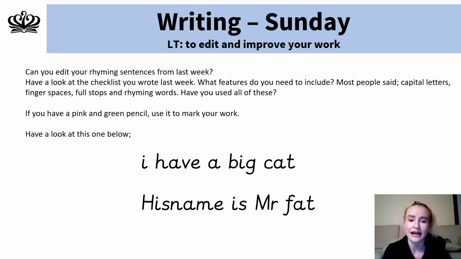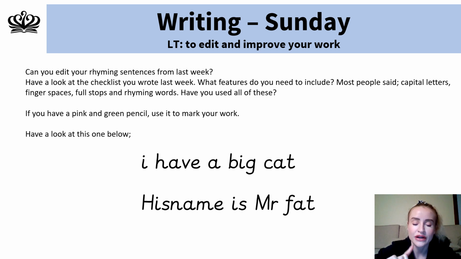I'm going to use these two rhyming sentences as an example, and I'm going to read over it and think, what have I remembered, what have I done well, and what have I forgotten to do, and I'm going to mark it, and that's what I want you guys to do for today's lesson. So last week you wrote a checklist of the features that you had to include in your poem, and most people wrote they had to include capital letters, finger spaces, full stops and rhyming words, and that was perfect. That's exactly what I wanted you to include.